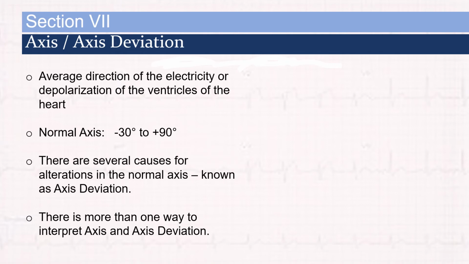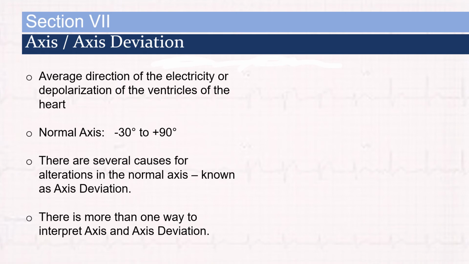Most ALS providers will cringe a little bit on the inside when you mention axis or axis deviation to them. The general consensus amongst most EMS providers is, why does it matter and can I treat it? Axis and axis deviation understanding allows the provider to appropriately interpret certain EKG rhythms and 12 lead EKGs. It's an important concept and it could be an entire lecture in and of itself, but in this presentation, we're just going to touch on that.